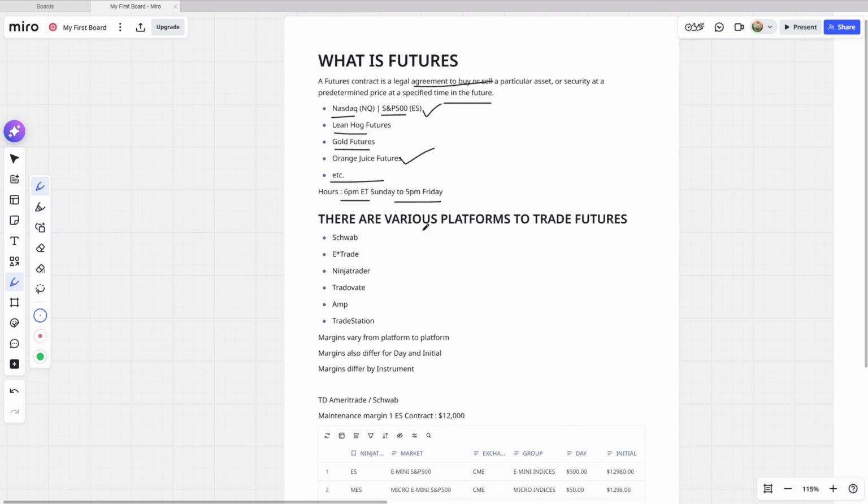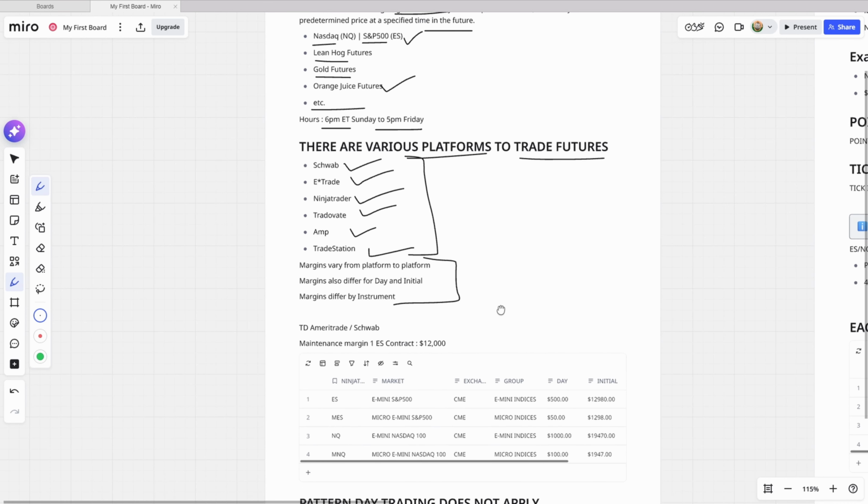There are many platforms you can trade futures on. Some examples include Schwab, E-Trade, NinjaTrader, Tradovate, AMP, TradeStation, and others. Each platform has different margin requirements, commission structures, and execution models. You need to do your own research and choose the one that fits your trading style and budget.